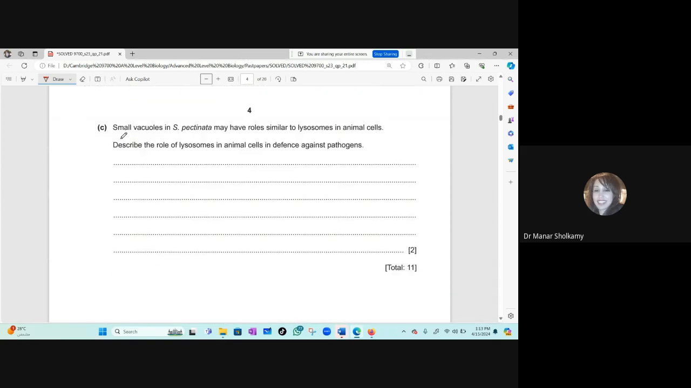Good. This is easy. Describe the role of the lysosomes in animal cells in defense against pathogens. So this is a direct question asking you about the role of the organelle lysosomes. Adham, what is the function of the lysosome? What is the role of the lysosome? Lysosomes contain hydrolytic enzymes which destroy the pathogen. They contain lysozymes, carbohydrases, nucleases and proteases. Excellent.